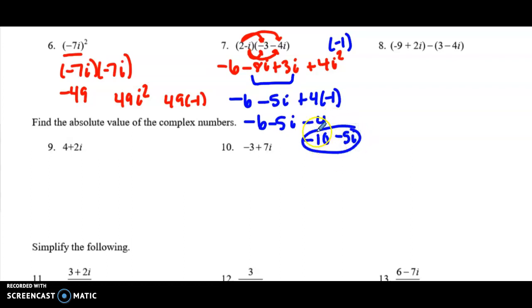Now this is in standard form because your real numbers come first and your complex numbers second, okay? This one you're subtracting, you're not multiplying. So why don't you go ahead, take a second, try that, and then hit play when you're ready to check your answer.